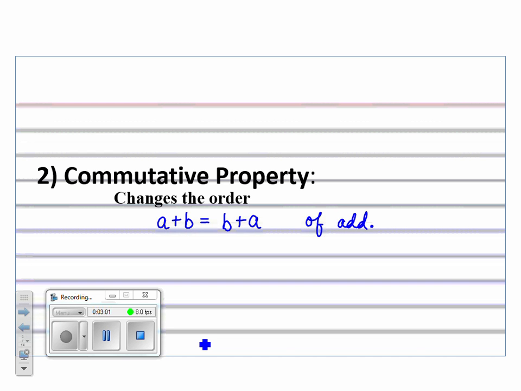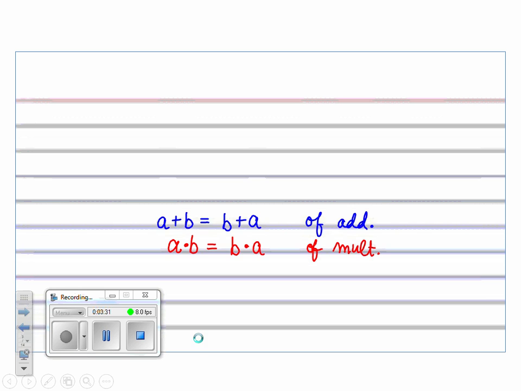I'm just going to abbreviate addition. Now multiplication says the same thing. If I take A times B, that would be the same thing as B times A. Okay, and that is the commutative property of multiplication. And again, I'm going to abbreviate multiplication with MULT. But if you need to, you could plug something in, like 3 times 2. 3 times 2 is 6. 2 times 3 is 6. So no matter which way you have the order, it's equivalent.